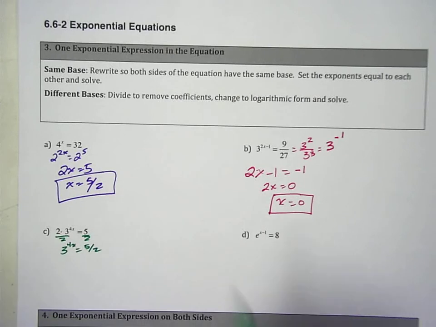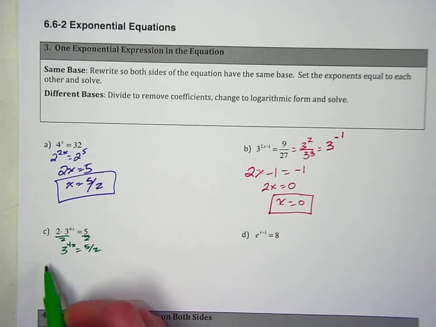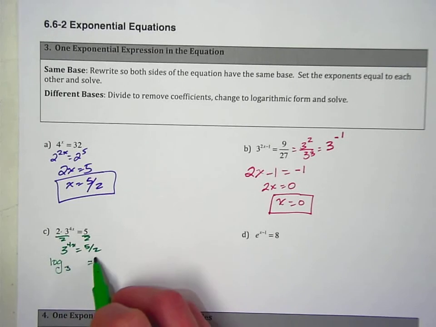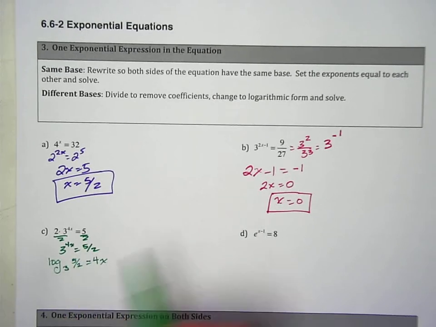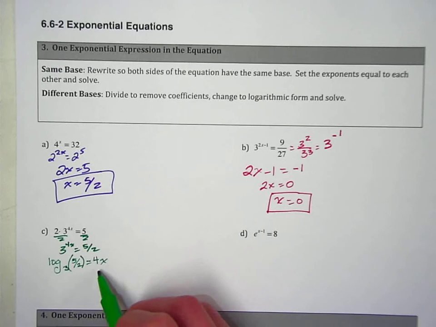All right? So now we're looking at 3, we're looking at 5/2. They do not share a base. When that happens, what you're going to do is change it to log form, and then use properties to solve. So I have log, the base here is 3, the exponent is 4x, and it's log of 5/2. And then to solve for x, I need to divide by 4.